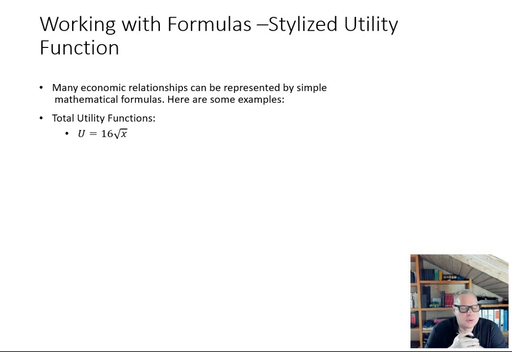Okay, so now towards the end of this chapter on the foundation of economics, I still want to spend a little bit of time working with some formulas and discuss again the difference between the total of something and the first derivative, which is the marginal. So here we have a total utility function, for example, which is given by 16 times the square root of x.